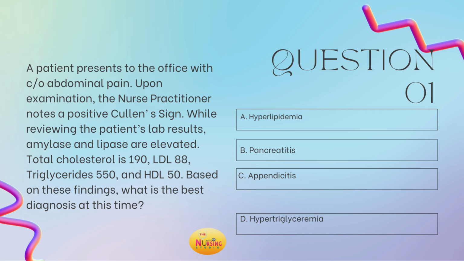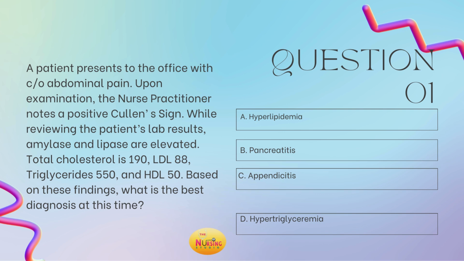I always recommend reading the stem of the question first because this allows you to slow down and make sure that you're truly answering what is being asked. So, here the stem of the question states, based on these findings, what is the best diagnosis at this time? If they're asking for a diagnosis, take a moment, run it back, and look at the assessment findings so that you're able to determine a diagnosis. This patient came in complaining of abdominal pain. On exam, the nurse practitioner notes a positive Cullen sign, which is that bruising around the umbilicus. The amylase and lipase are elevated, and the lipid panel is so-so, but the triglycerides are 550.